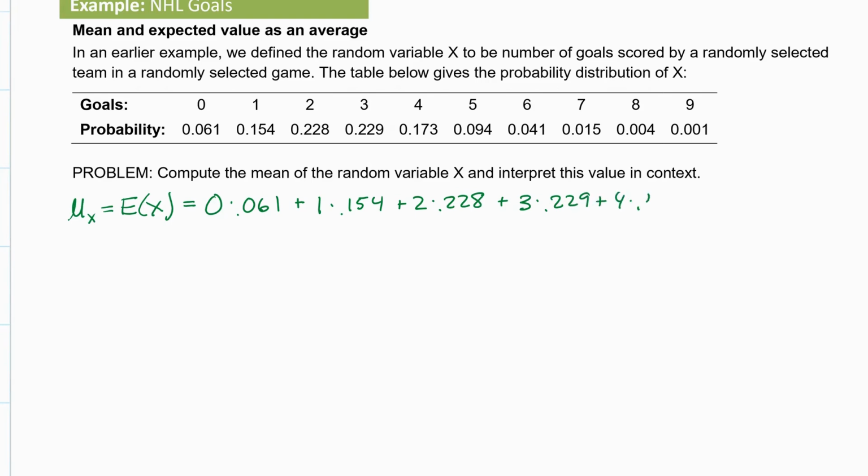Let's do 4 times its probability. Let's do 5 times its probability. 6 times the 4.1% probability there. 7 times the 1.5% probability. 8 times the 0.4%. Very rare we get 8 goals scored in a game, and it's even more rare to get 9 goals scored in a game.